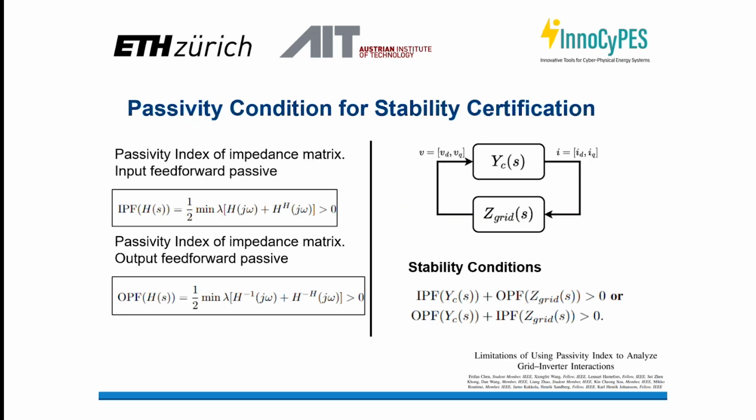So we already know the input feed-forward passivity condition, which is this first one, and the second one, which is the output feed-forward passive condition. And the stability condition is quite easy to calculate. That is basically that the input feed-forward of YC plus the output feed-forward of C grid should be greater than 0 for all frequencies. Or the opposite, the output feed-forward of YC and the input feed-forward of C grid.